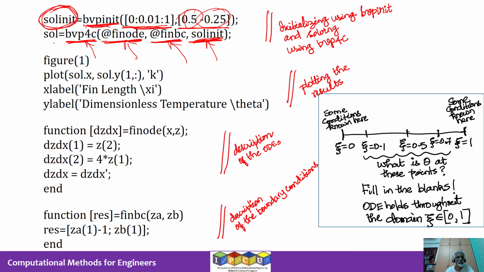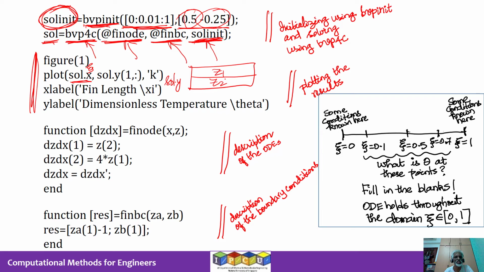So once we get the solution, we can plot it like this. The solution will be in the variable sol. So I'm going to plot sol.x. This will contain the psi values. sol.y(1,:) will contain the Z1 values. So sol.y will look like this. The first row of sol.y will contain Z1. The second row of sol.y will contain Z2, because this problem has only two symbols, Z1 and Z2. So sol.y will have two rows. The first row will have Z1 and the second row will have Z2.